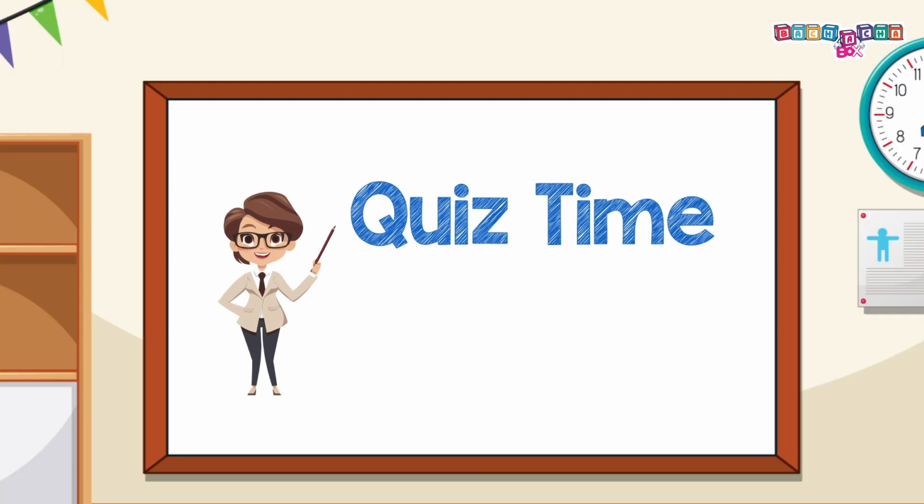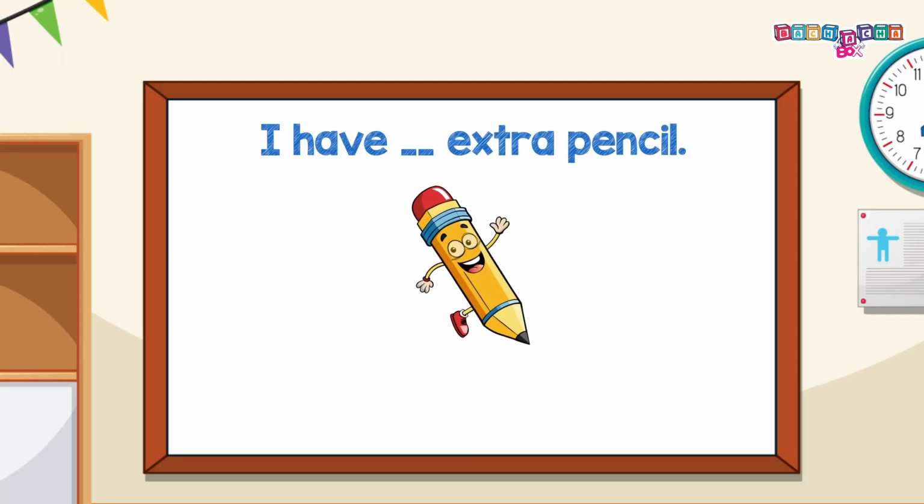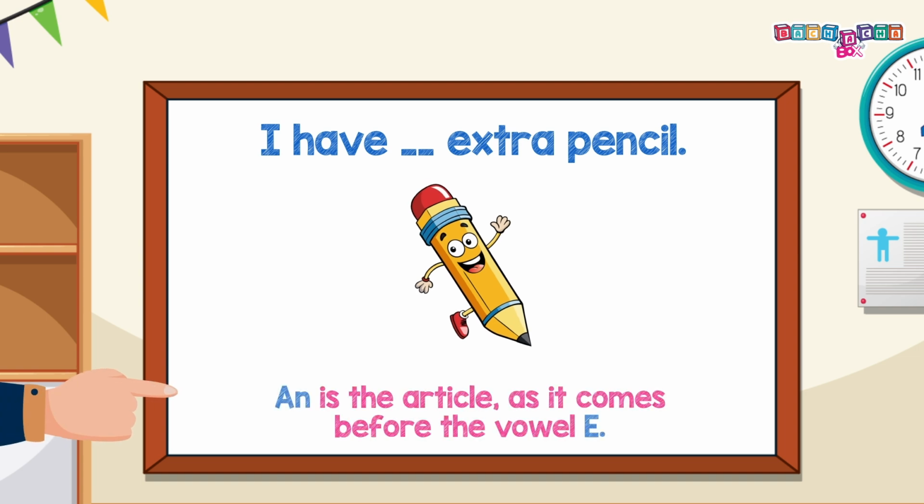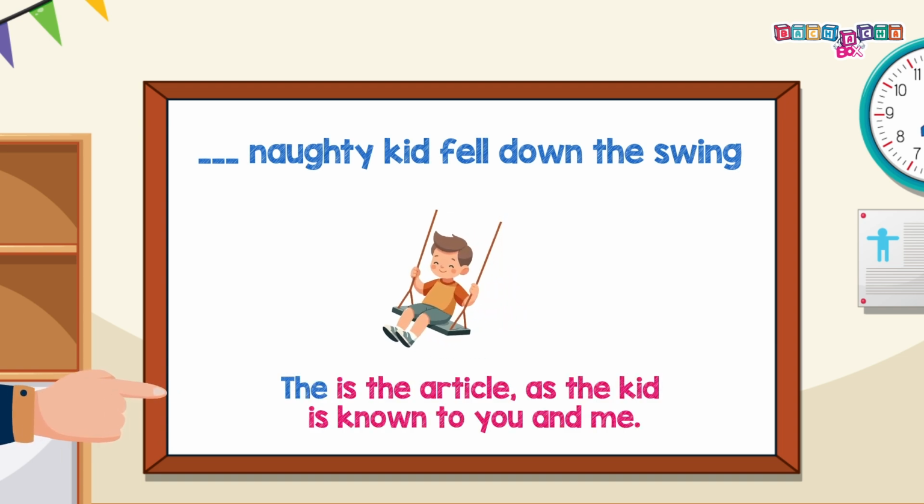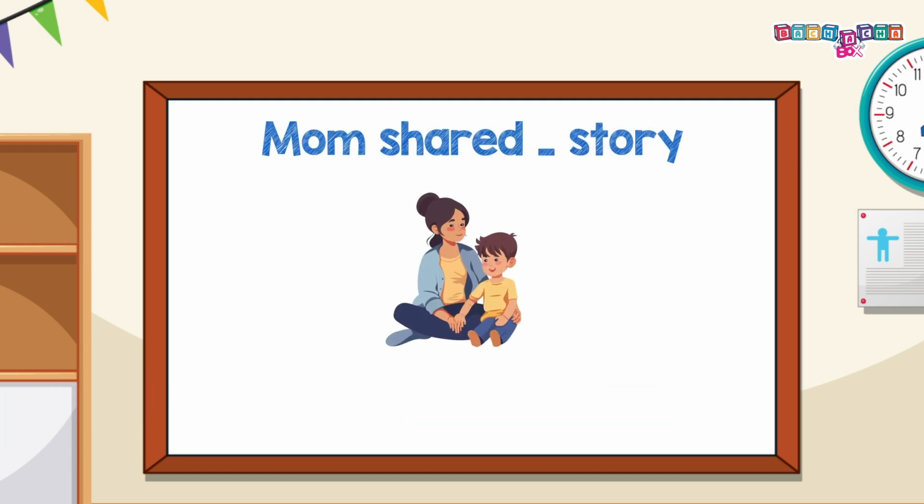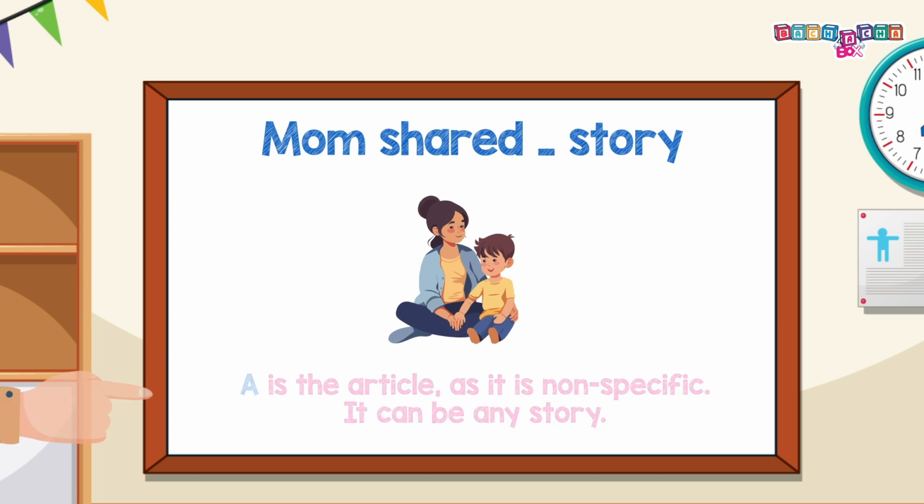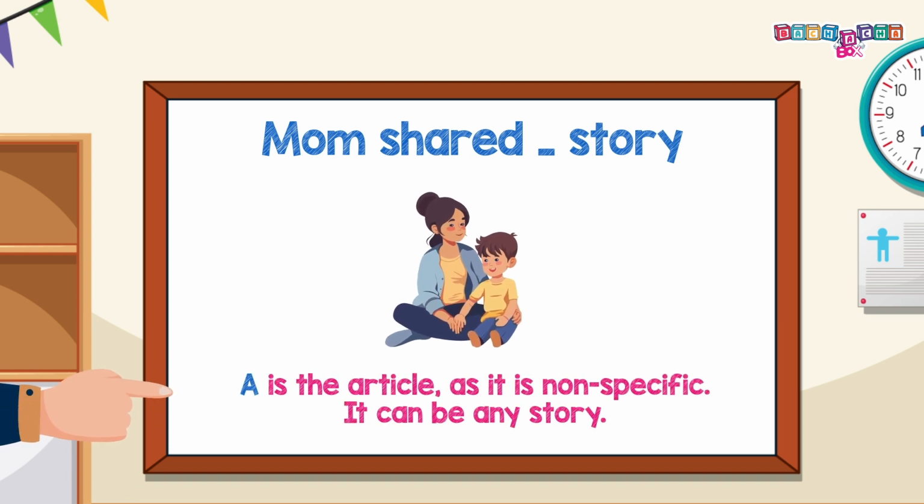Quiz time. I have dash extra pencil. An is the article as it comes before the vowel E. Dash naughty kid fell down the swing. The is the article as the kid is known to you and me. Mom shared dash story. A is the article as it is non-specific. It can be any story.